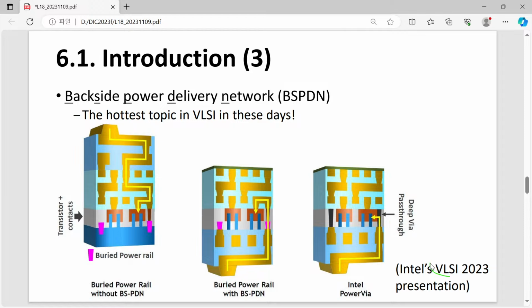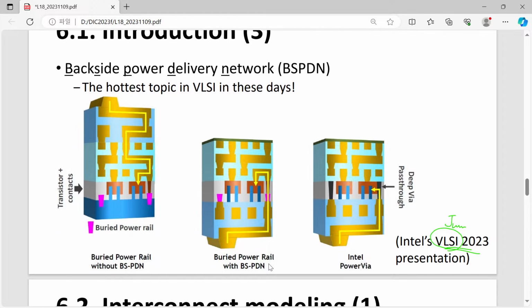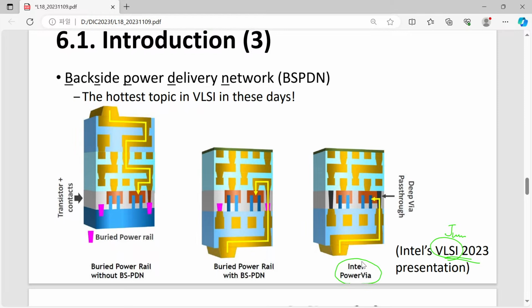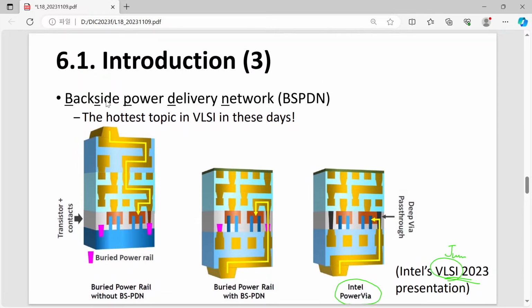And here, at VLSI this year, in June, Intel provided this slide. So I just took it from their presentation material. And this is their newest technology. Although we have many different versions, the point is quite simple. Please have a look at this one. Backside.